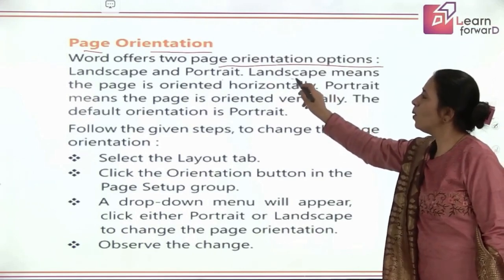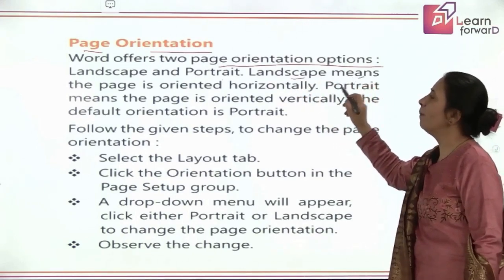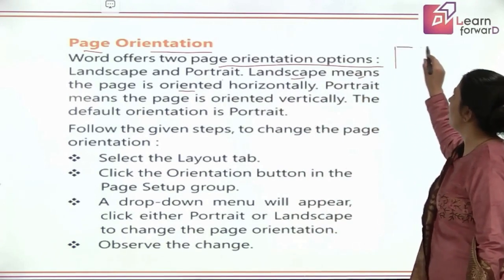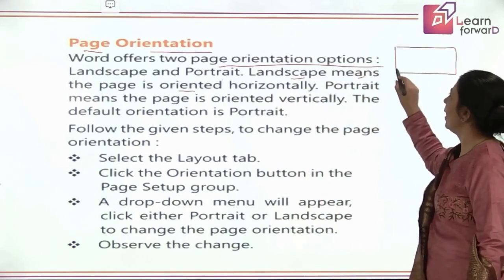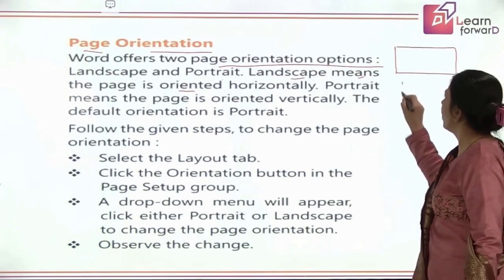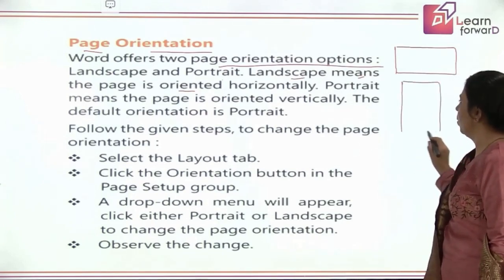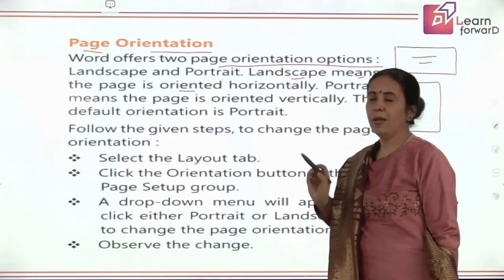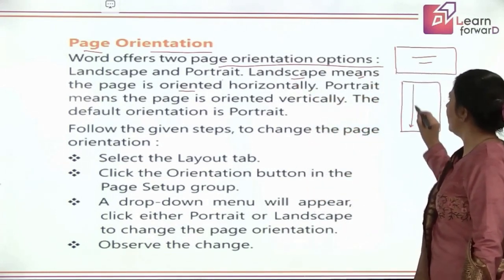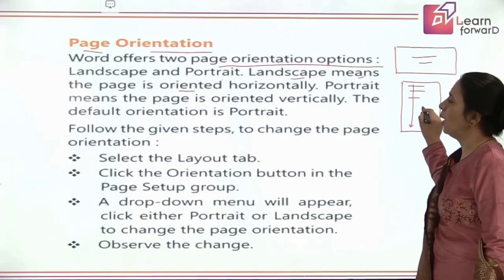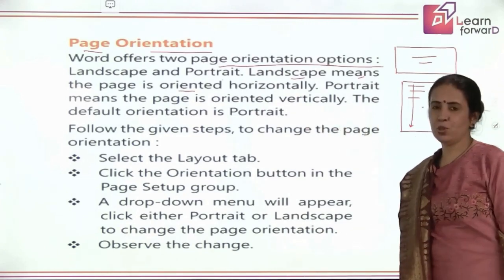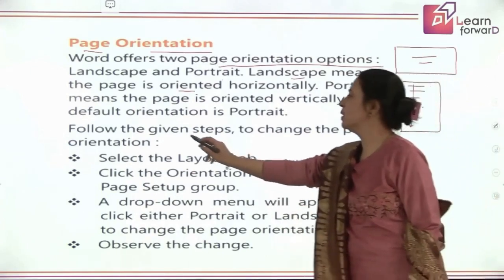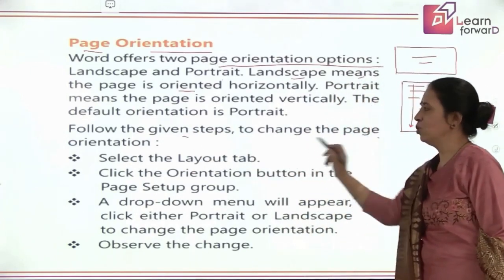When you talk about landscape, it means the page is oriented horizontally. Suppose you have a A4 size page, you can write the page in this way, or you can put the page in this way. Okay, so if it is horizontal, we call it a landscape. If it is vertically placed like this, we call it the portrait page orientation. Got it? Now, you have to follow the given steps to change the page orientation.